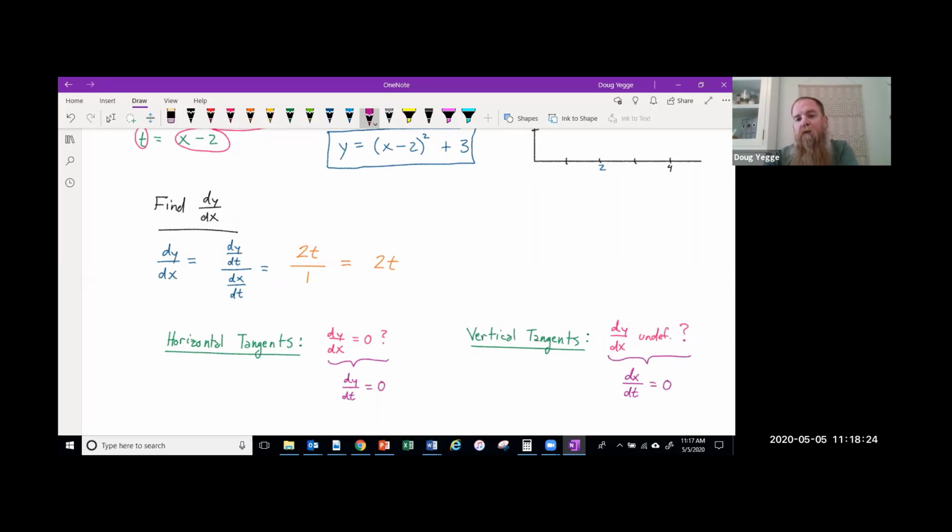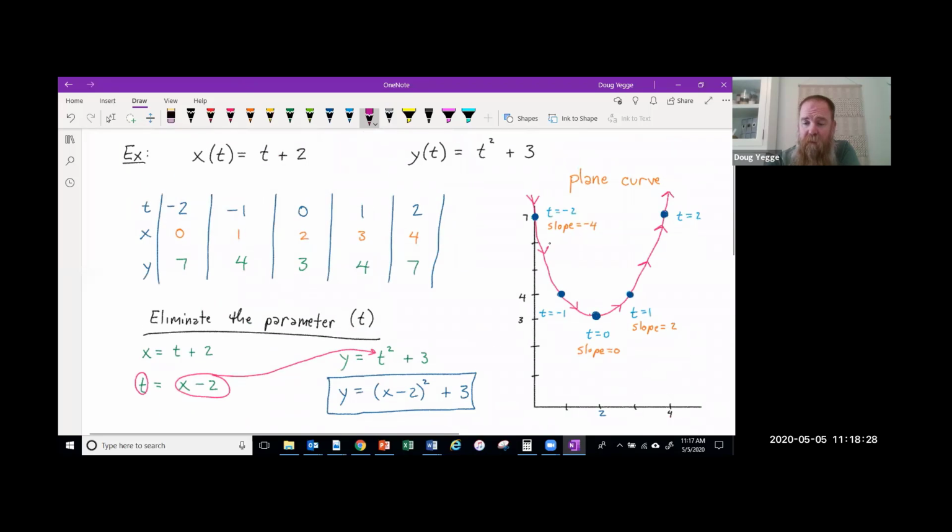All right, well, sometimes we want to find the second derivative as well. The second derivative is actually a bit more complex. One thing you can do is just eliminate the parameter and then differentiate twice. But again, that doesn't help us because a lot of times we want to look at the concavity in terms of t, not in terms of x or y.